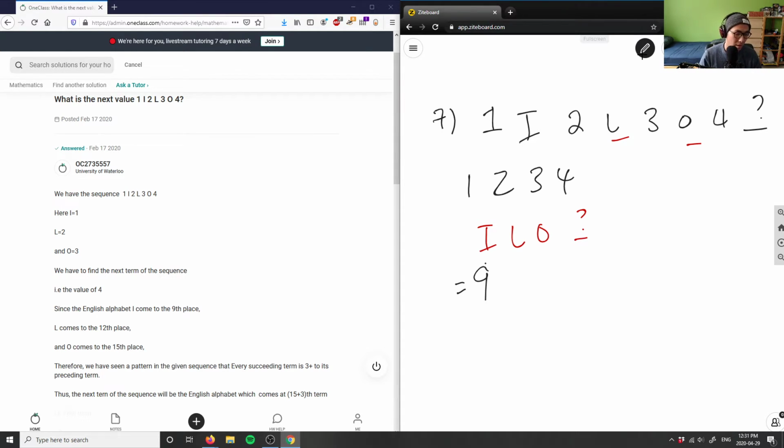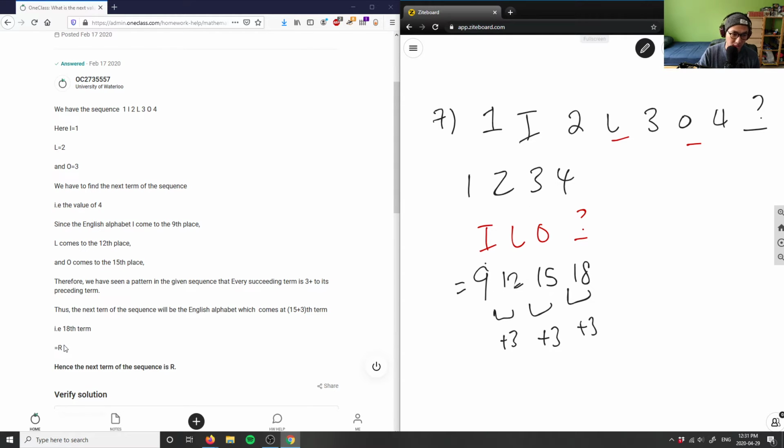L would be, let's see, A, B, C, D, E, F, G, H, I, J, K. L here would give me the 12th letter. L, M, N, O would give me 15. I'm looking at first differences to find out what letter would belong here. If I have the 9th letter, then the 12th, then the 15th, I definitely see a pattern: it's increasing by 3. So 15 plus 3 gives me the 18th letter of the alphabet. After O, P, Q, and then R would be my solution here. So the solution here is R.